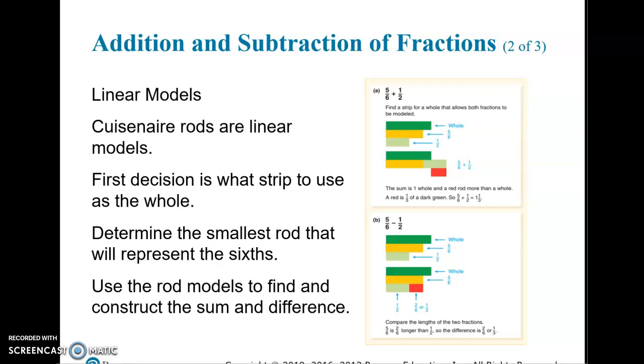Find a strip for the whole that allows for both fractions to be modeled. So in this case we have the whole, then we have 5/6 and a half. We're going to slide the half over to the 5/6 to extend it. It's past the whole by 1/3. So it is 1 1/3. And for part B, we have the whole, 5/6 minus a half. So now we're going to subtract 1/2 from 5/6, leaving 2/6 or 1/3.